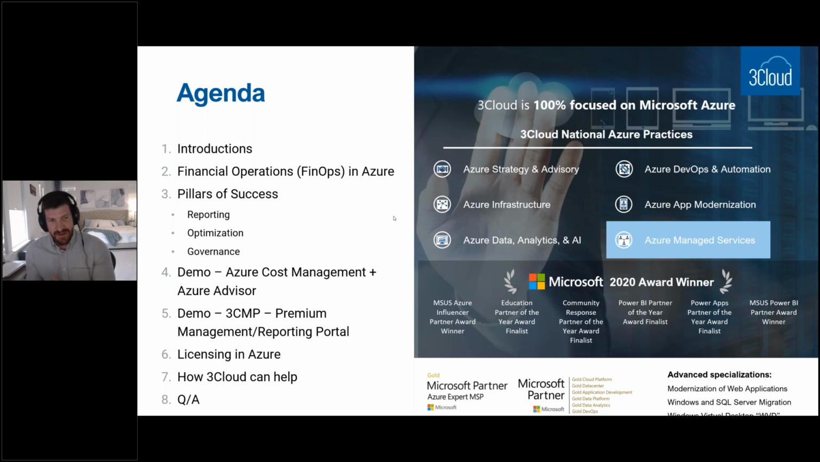We talk about the three key pillars, the keys to success, the things that we all need to do in order to maximize that cost optimization. Then we're going to dive into a couple demos, walking you through, hey, how can I get started? And then also a demo on what we call 3CMP. It's one of our internal tools to help do cost management and reporting. And then finally, we're going to talk a little bit about licensing in Azure. And then, of course, we're going to talk a little bit about how ThreeCloud can help, ways that we help our clients do things like financial operations.